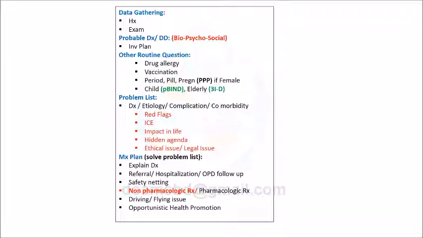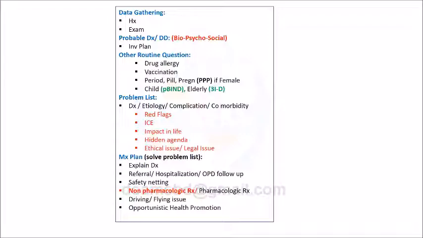So this will be another point in your checklist, and other routine questions as much as possible. I have shown you drug, allergy, vaccination. For the female patient: period, pill, and pregnancy status. That is the 3P we try to remember in this mnemonic. Period means the cycle, the lady getting the contraceptive pill. And what about the last menstrual period to exclude the pregnancy?